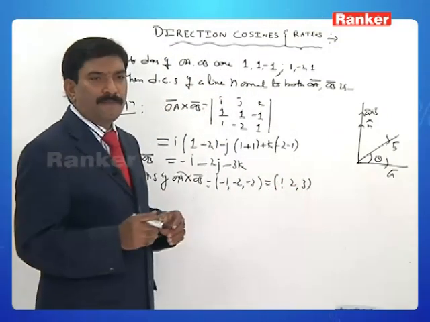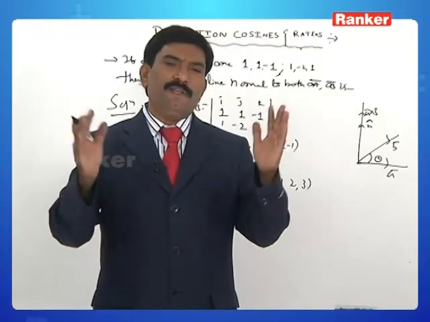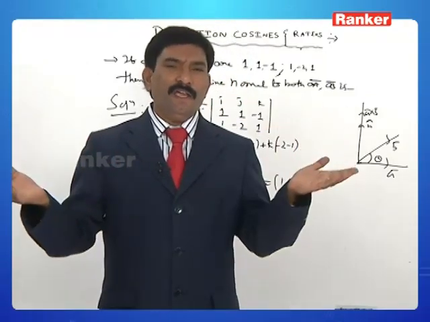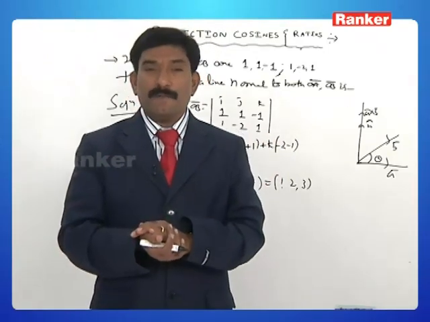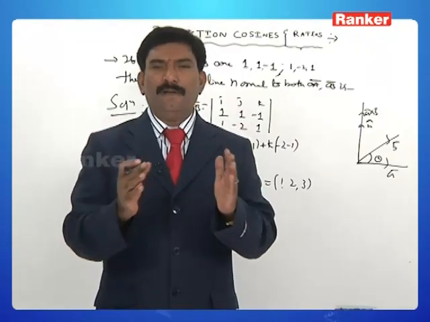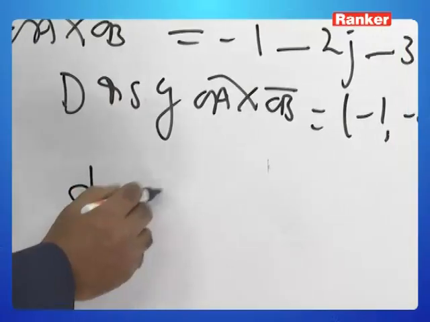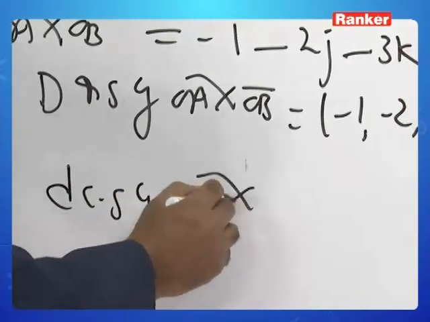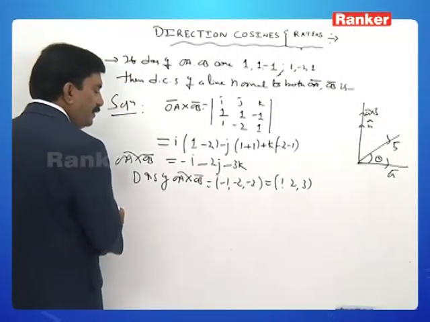Why? Because when a, b, c are the DRs of a line, then ka, kb, kc are also DRs of the same line. Meanwhile, a by k, b by k, c by k are also DRs of the same line. So instead of taking minus 1, minus 2, minus 3, I went for 1, 2, 3. These are the DRs of OA bar cross OB bar.